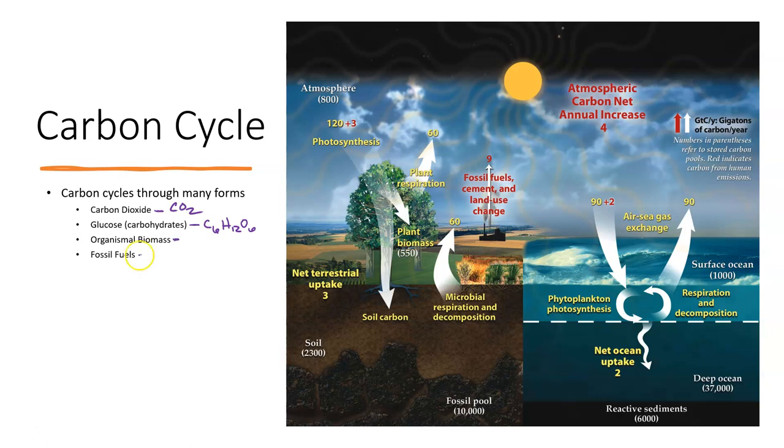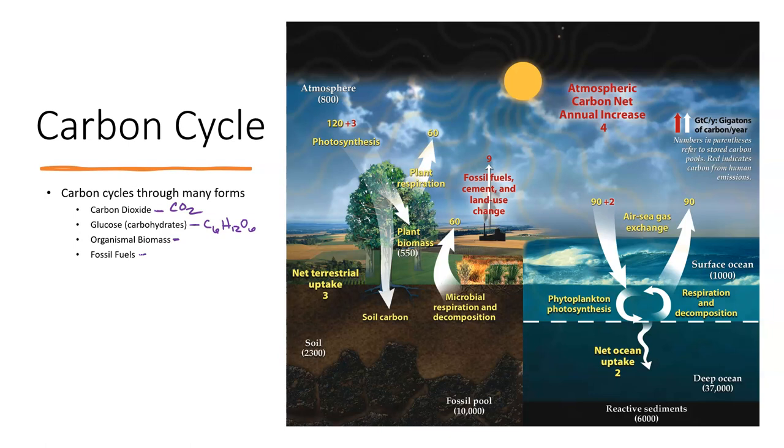And then fossil fuels are a non-renewable resource, which is carbon-based, and really carbon-dense in a lot of situations. Fossil fuels can be peat, coal, oil, natural gas, stuff like that. So the carbon cycle is going to contain all 4 of these forms, and the carbon will cycle through all 4 of them in a variety of capacities.